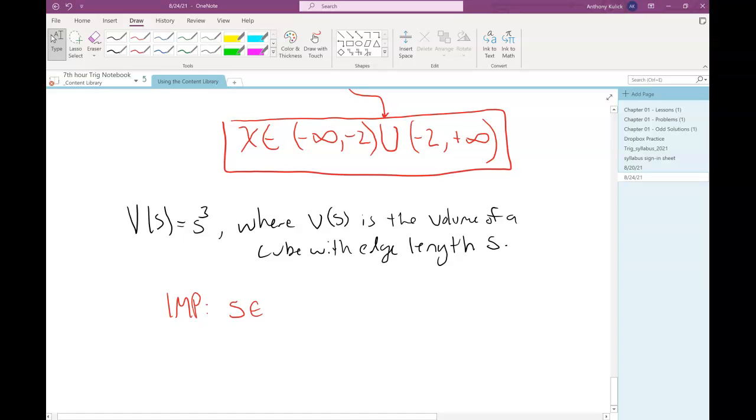For the sake of our argument, I'm going to assume that a zero edge length cube, that's essentially a single point, still counts as a cube, depending on how you define things. So I'm going to say that's okay. So here we're really talking about 0 to positive infinity, right? Any kind of non-negative value for s is a valid edge length for our cube. Everybody cool there?